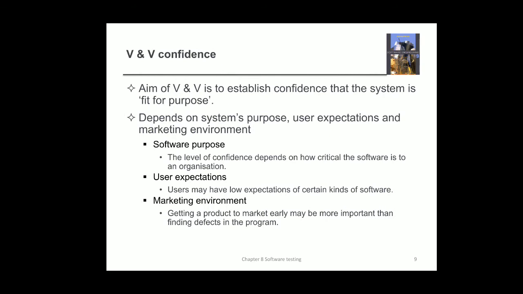Then the third kind of thing is the marketing environment. Let us assume that you want to build some product and you want to be the first one to release that product into the market. Then you go for less V&V, that is verification and validation, because you want to market your product in such a way that you should be the first one to release that product into the market. Then the verification and validation technique that is being applied on a software varies, right?